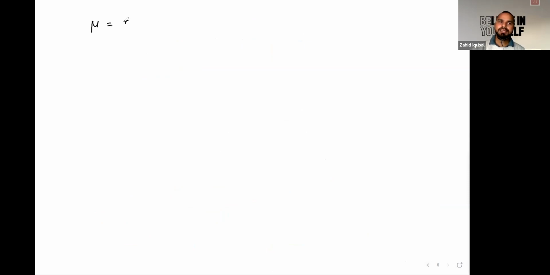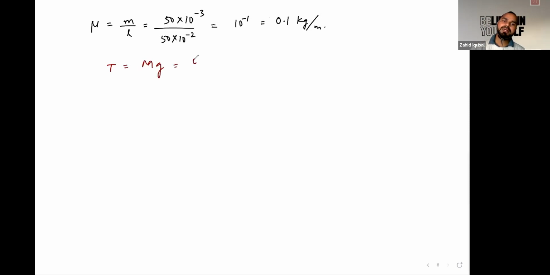Mu is linear mass density, which is mass by length. Mass we have 50 gram, multiplied by 10 to the power minus 3, converted into kg. Length is 50 centimeter, 10 to the power minus 2. 50 and 50 will cancel out, so you're left with 10 to the power minus 1, that is 0.1 kg per meter. Next, tension is equal to mass times gravity. Mass of block is 4 and gravity is 10, so you'll get 40 Newton.